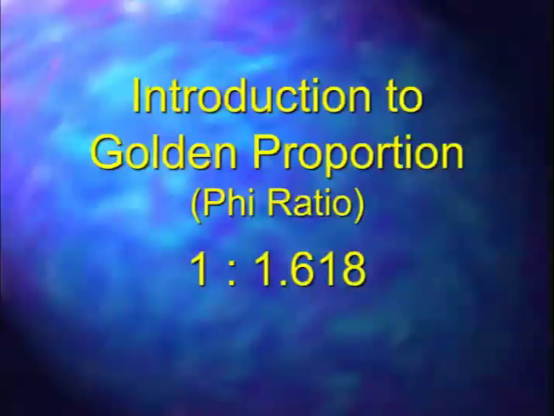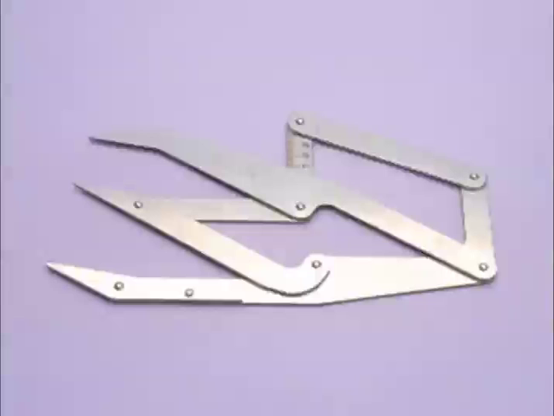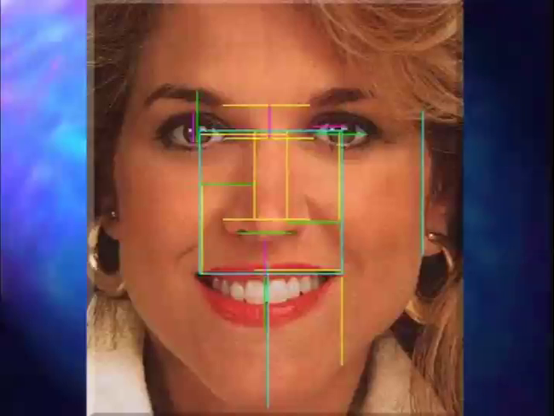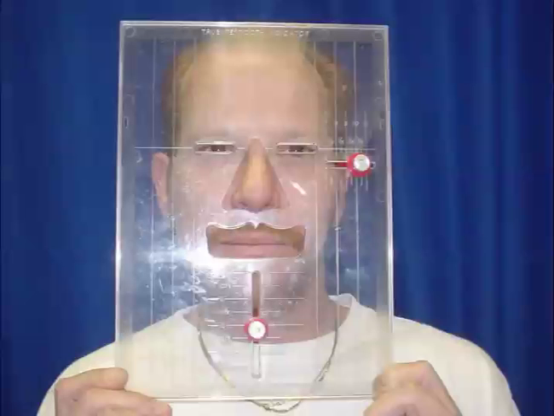Well, introduction to golden proportion. There's a phi ratio of 1 to 1.618. And we do have what's called a golden ruler that maintains this 1 to 1.618 relationship. And we can use this to evaluate the face or do a facial analysis using golden proportion. And there's many proportions within the face. But you may remember the true bite mask that actually measures zygomatic width and facial length to help you choose the width and length of denture teeth for a patient.